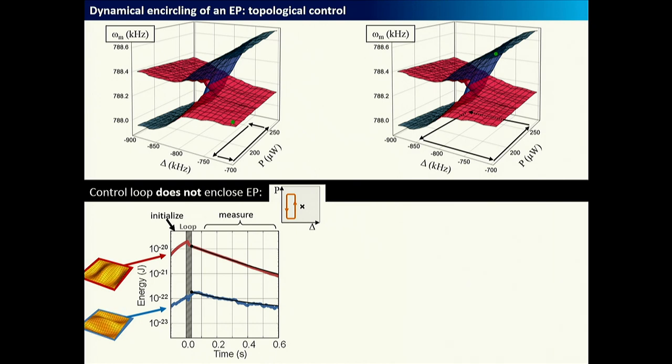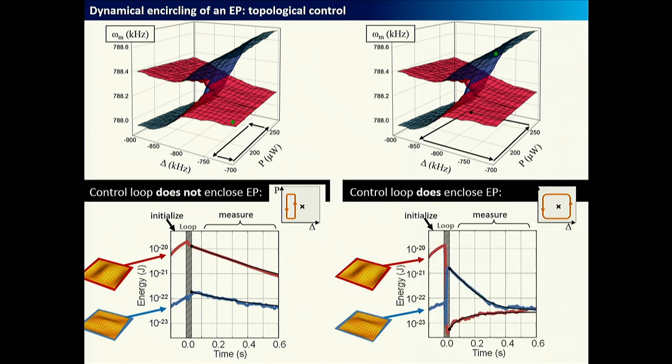But if we repeat it with a loop that does actually go around the exceptional point, it looks very different. The red mode was driven up. During the gray period, we're doing this loop, and so this data doesn't actually mean anything because the eigenmodes are changing. But when we come back to the starting point, we see motion at this guy's frequency, which is how we distinguish them. This guy's frequency, if you look up there, is about 500 hertz different from this guy's frequency.